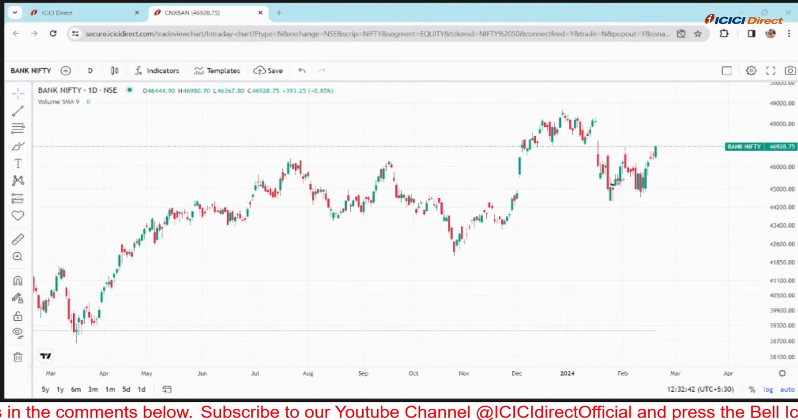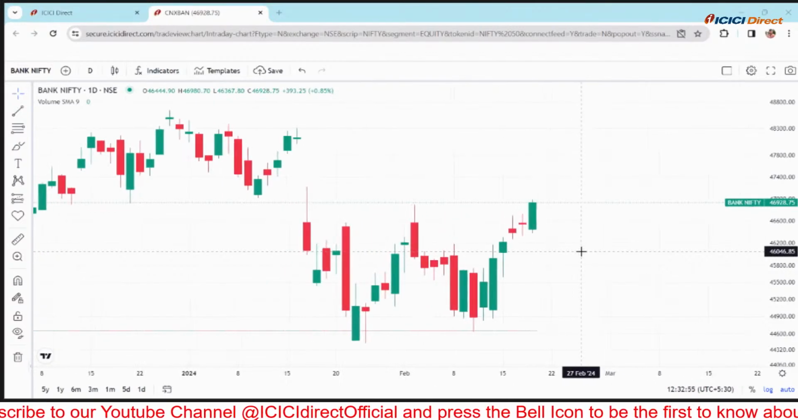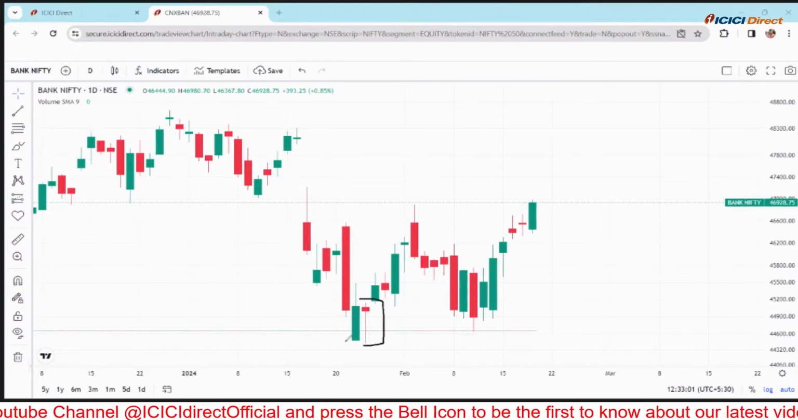Just focus on this candle. Just focus on this candle. Can you say there is a hammer formation here? Because there was an expectation for the upper wick that we should have a very small upper wick compared to our lower wick. Can I say this candle of Bank Nifty qualifies as a hammer?